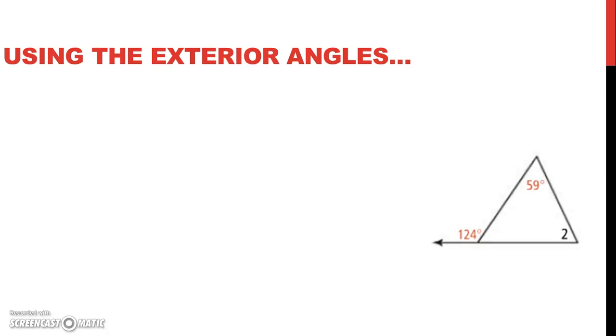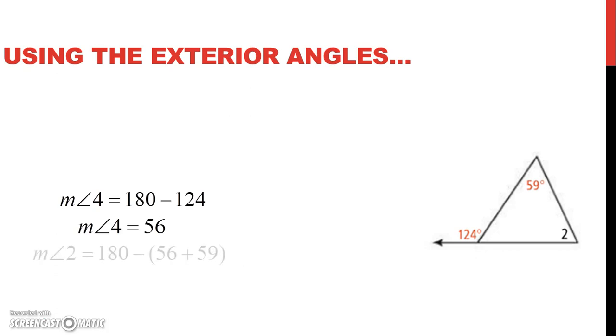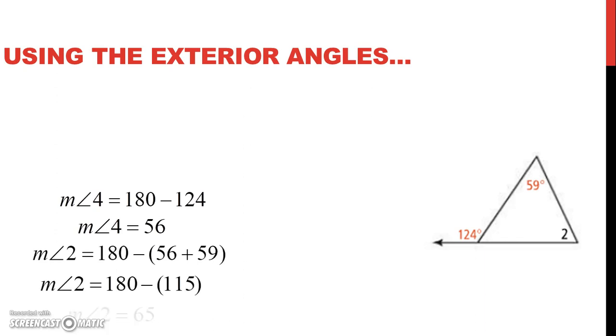So let's see another example of that. Here, we're trying to find one of the remote interiors. Okay, if you do it without the theorem, angle 4 is my interior angle there. You do 180 minus 124, we find that angle 4 is 56. Then we add 59 and angle 2, and we subtract from 180. And we get that angle 2 is 65 degrees.